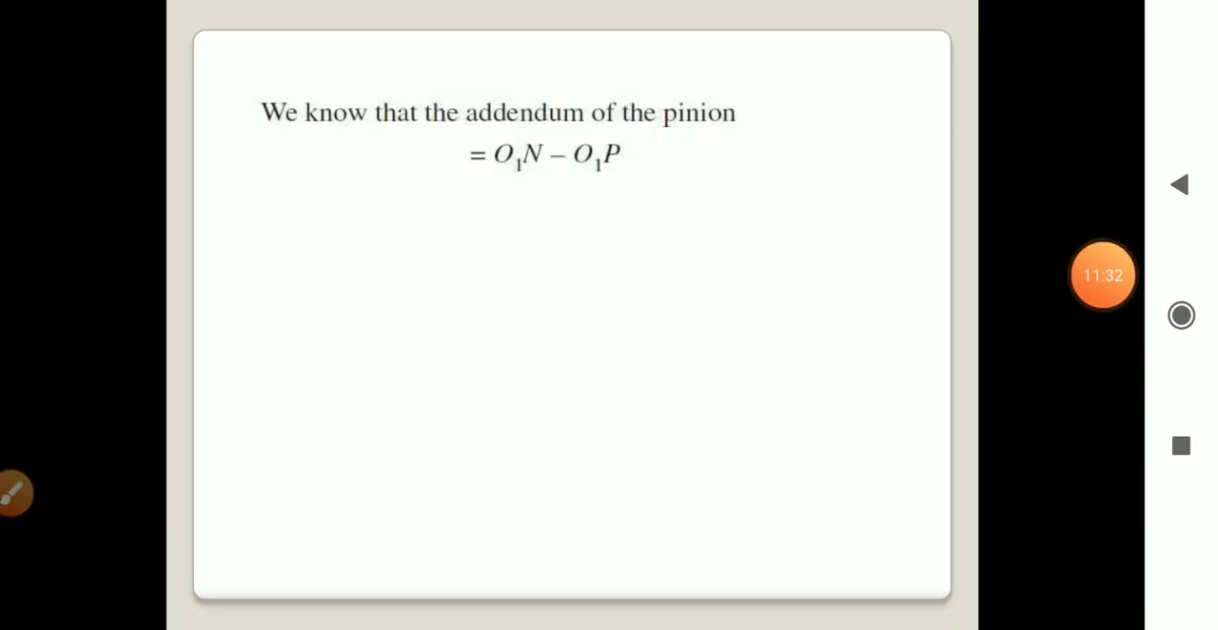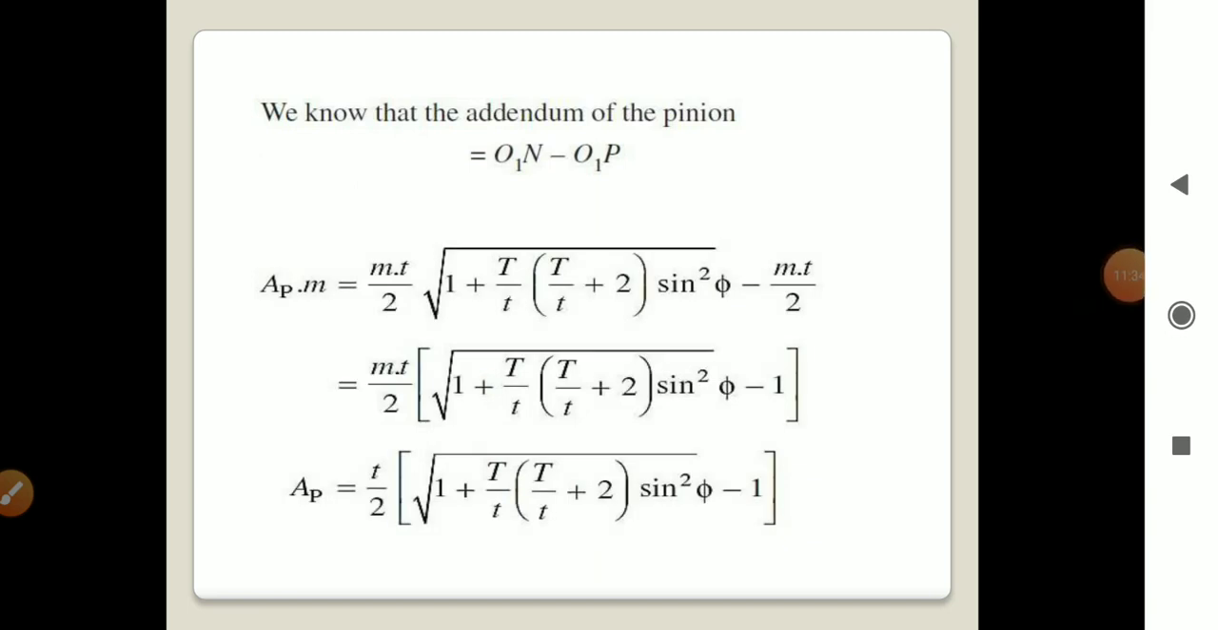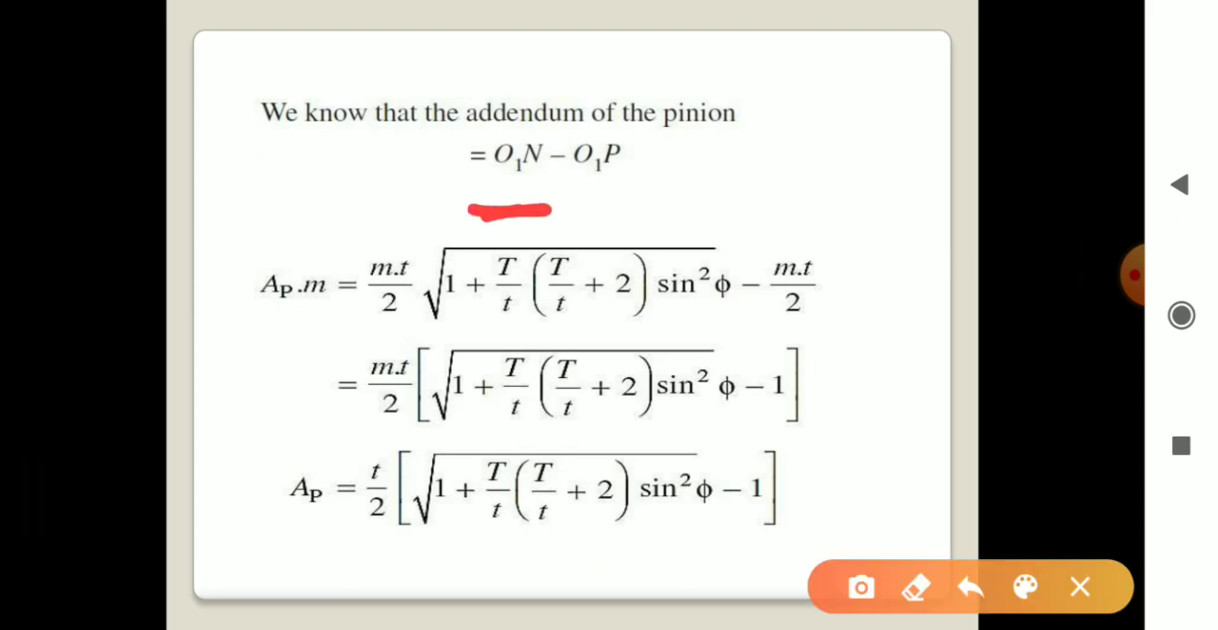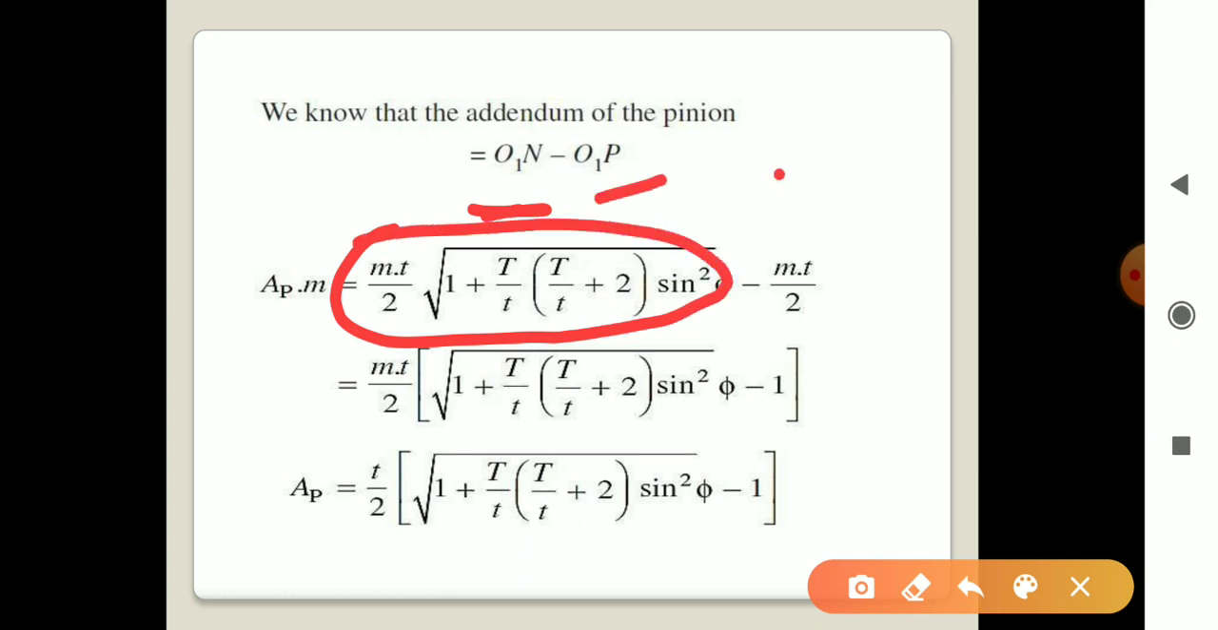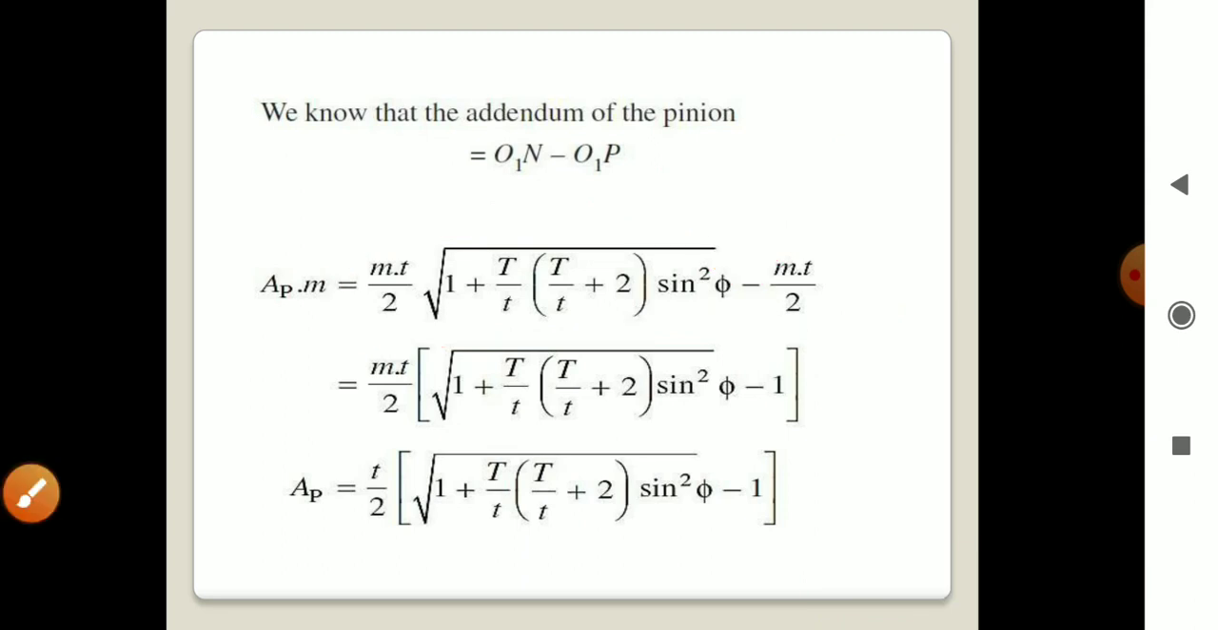Now we can put the equation as it is. We have the value of O1N, and O1P is small r, which is equal to m into t divided by 2. So this APM is equal to m into t divided by 2 under root 1 plus capital T divided by small t into bracket capital T divided by small t plus 2 into sine square of phi, minus small m into t divided by 2.